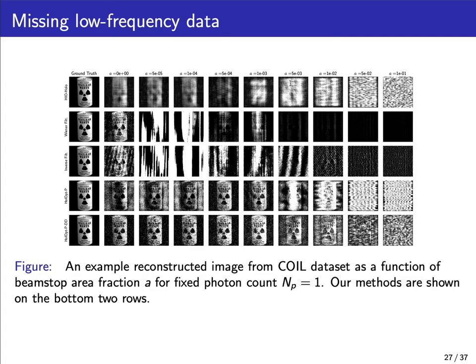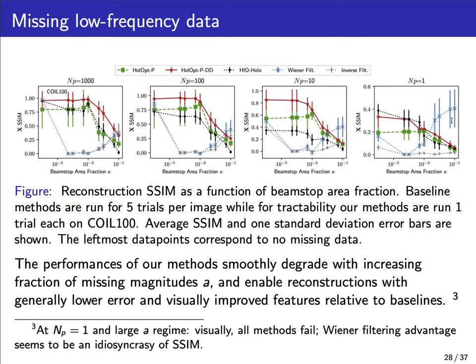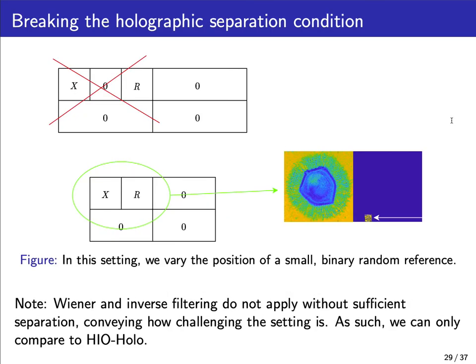For example, consider this column with a 1e-3 area fraction of the beam stop. We're getting much better reconstruction using our methods Holopt-P and Holopt-P-DD, the latter of which has the deep decoder, whereas HIO and inverse filtering barely get anything recognizable, and Wiener filtering has some sort of a phantom, but it's really not comparable. Of course, for a large enough beam stop, all of the methods fail. There's just too much missing data to compensate for. But we see that our methods are really able to push the size of a beam stop that still enables passable reconstruction. And this is verified by the SSIM, which is averaged over the entire data set.